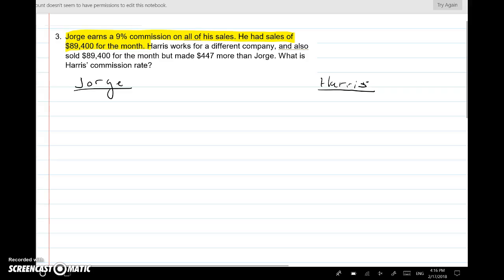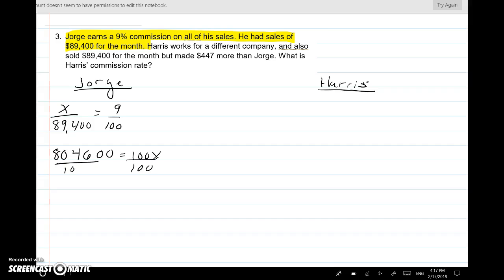So we're going to do our is over of. We don't know what the is. The of is 89,400, equals 9 over 100. When I cross multiply that, I get 804,600 equals 100x. Divide both sides by 100. And I get x equals 8,046. So this is the commission.